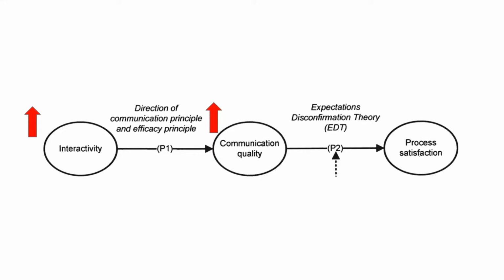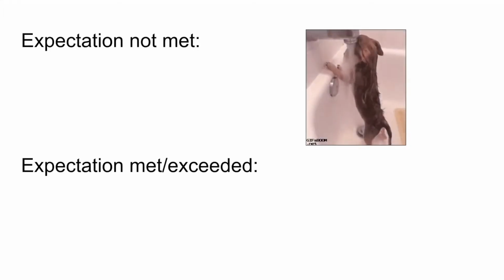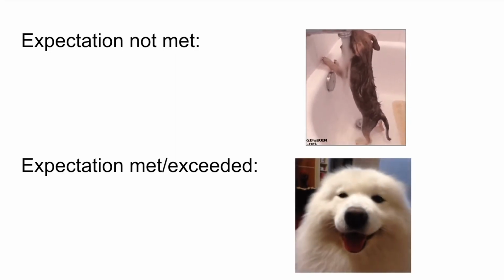And funny thing about this model, as the quality of communication increases, our satisfaction, particularly satisfaction in the process of communication, will also increase. That is because of expectation. You see, when you have expectations that are not met, we are left unsatisfied. But when the expectations are met or even exceeded, then we have a tendency to be more satisfied in the process.